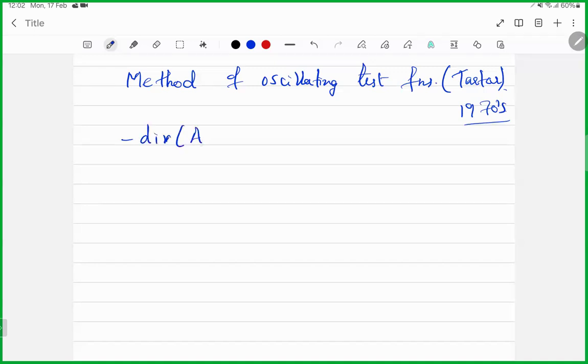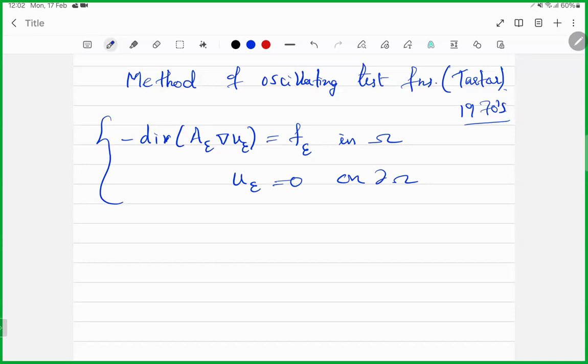So we look at this same second order elliptic problem. I will take F epsilon also on the right hand side. We take this scalar problem, and as has been seen since morning, A epsilon is L infinity and is also elliptic. In this case the ellipticity is independent of epsilon. It's uniformly elliptic.